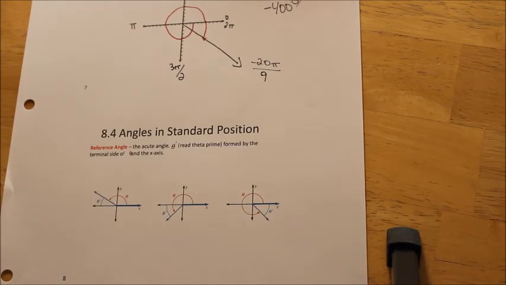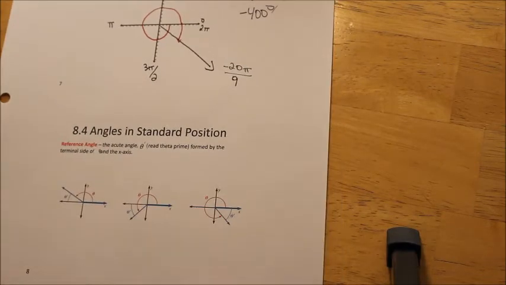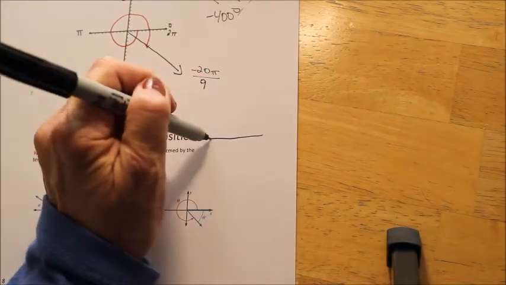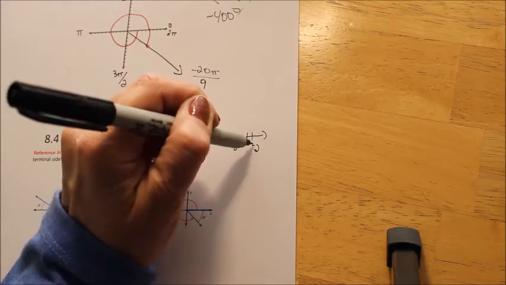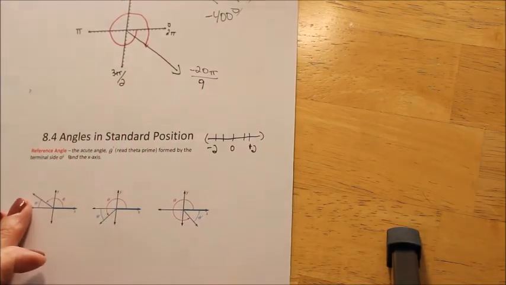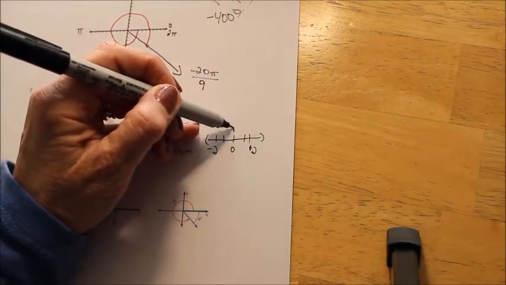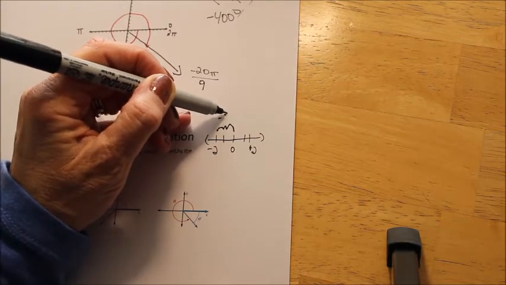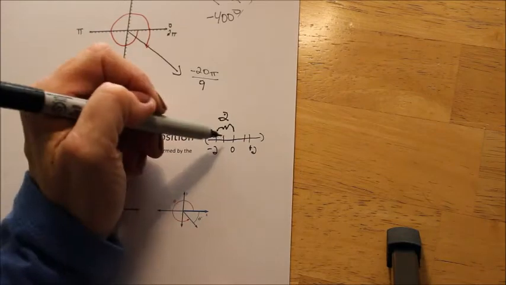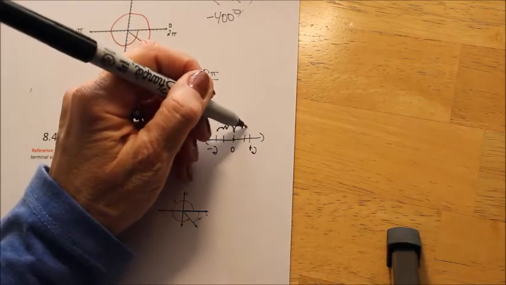Reference angle reminds me a lot of absolute value. If I were to ask you what the absolute value of something is, you would tell me it's always a positive. But the concept behind absolute value, just as an example, let's say I've got negative 2 and then I've got positive 2 and then negative 2 on this side. And I say, what's the absolute value of negative 2? What you're doing is telling me the distance from 0 to negative 2, and you would tell me a positive 2. And what's the distance between 0 and positive 2? You would say 2.